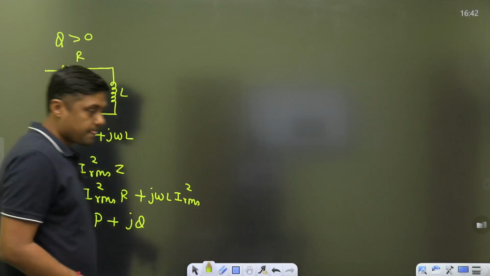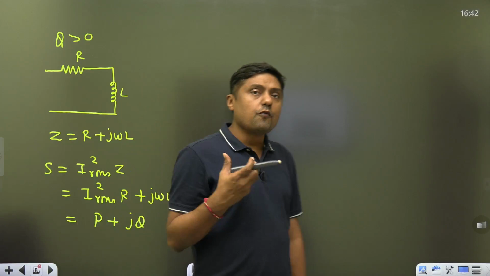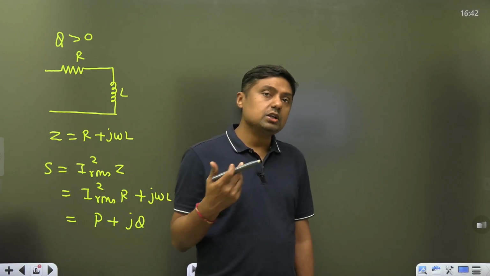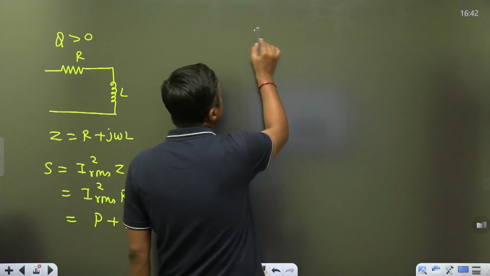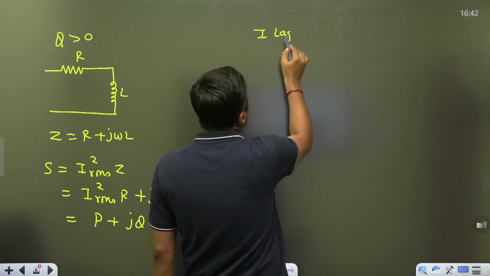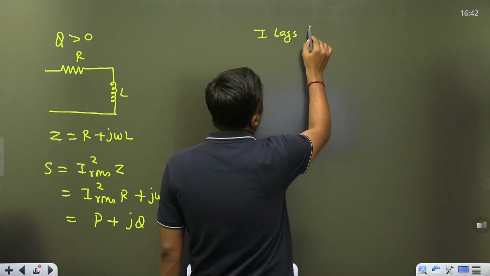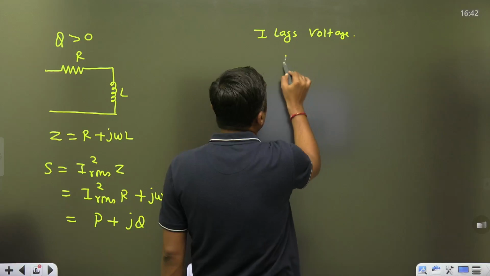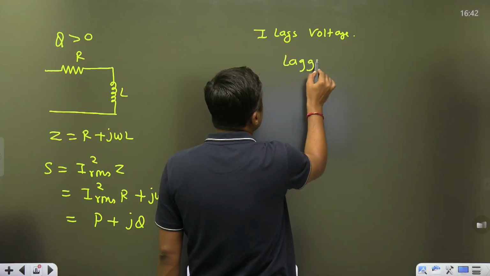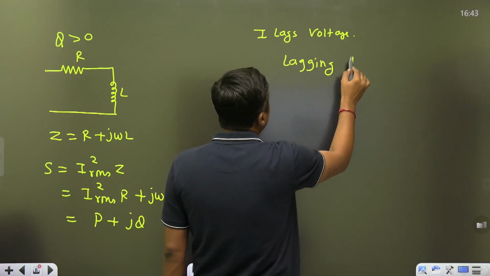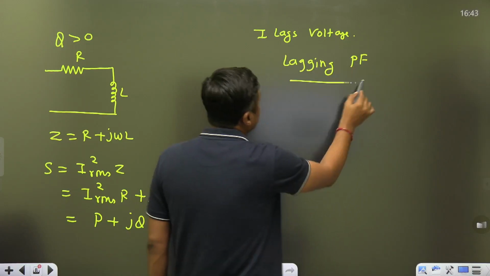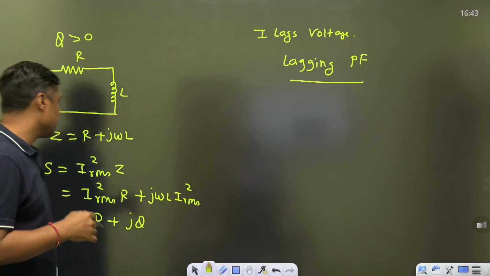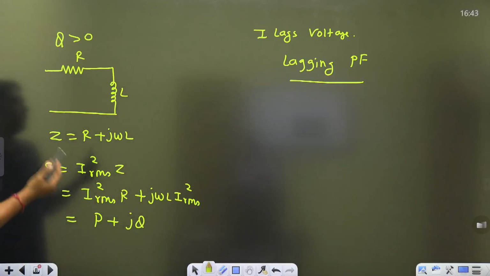Inductive. In case of inductive, current is what? Lagging. Current lags voltage. And that's why it is called lagging power factor. Lagging power factor in case of Q positive. Leading power factor and lagging power factor.